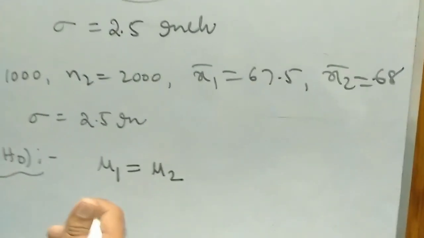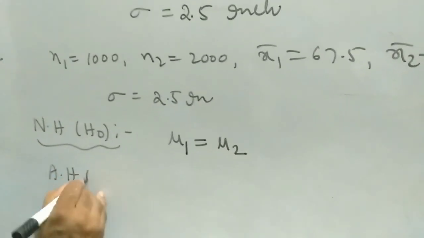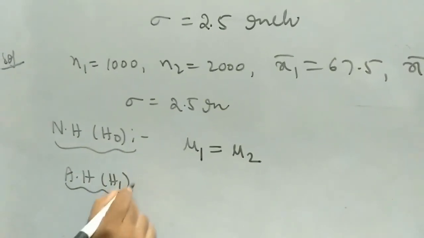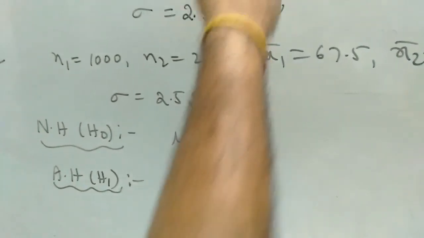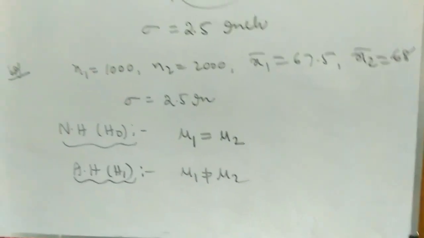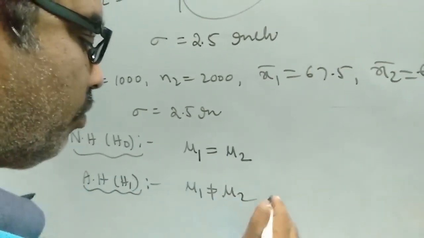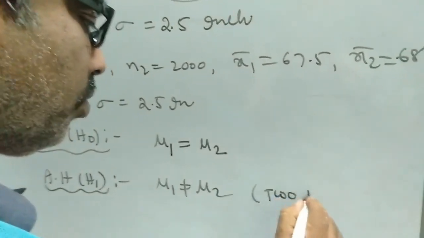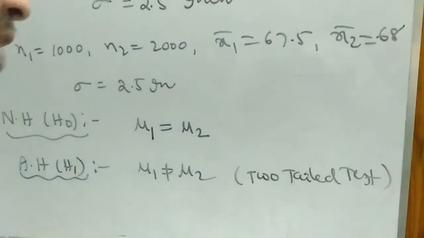Then prepare the alternative hypothesis. Alternative hypothesis means the complement of the null hypothesis, that is mu1 not equal to mu2. Here there is no restriction in the given problem, so you have to assume the complement of mu1 equal to mu2 as mu1 not equal to mu2. That means you have to go for a two-tailed test. In verifying the z value, we use the two-tailed test.